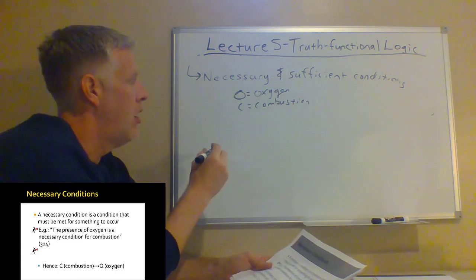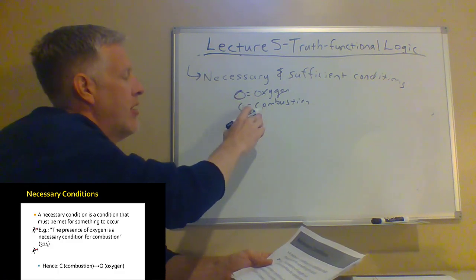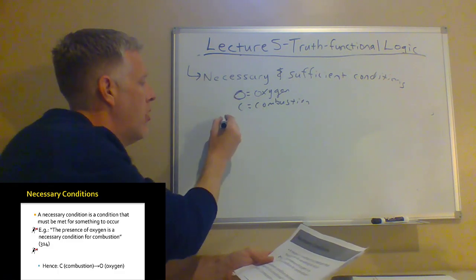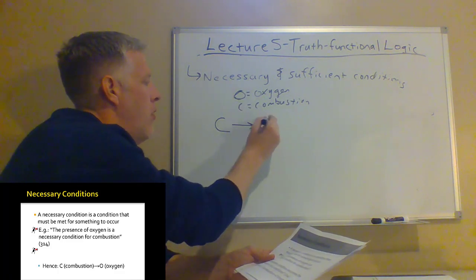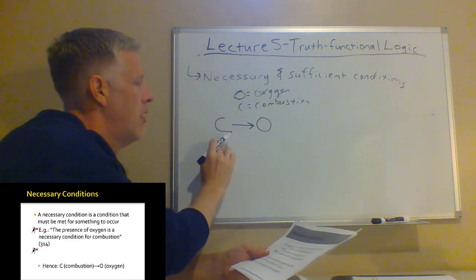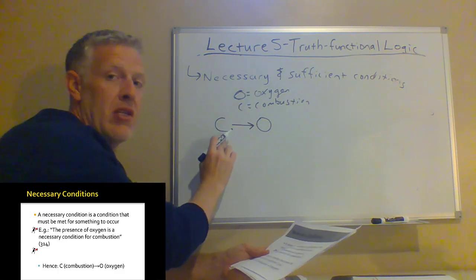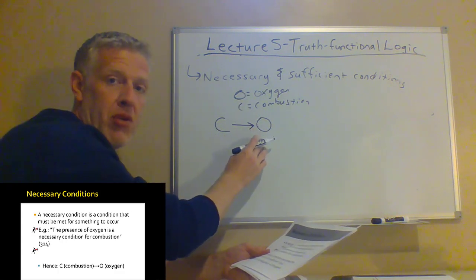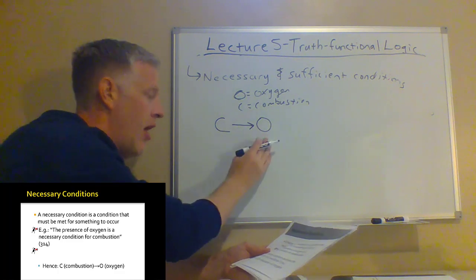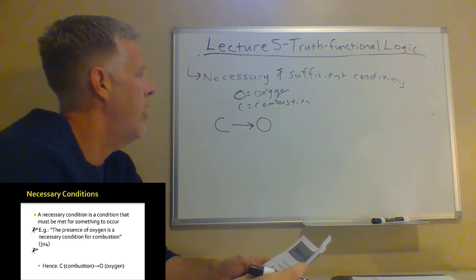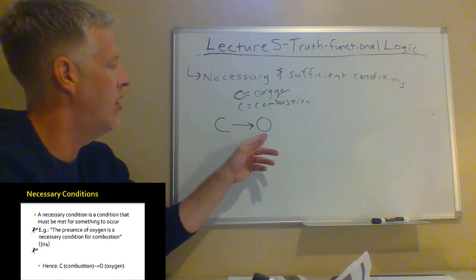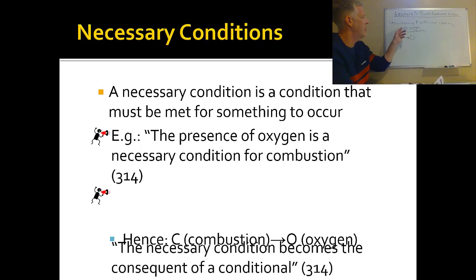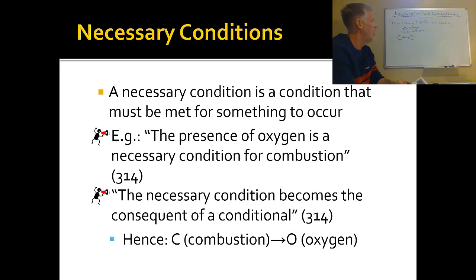Okay, so if oxygen is a necessary condition for combustion, we know that if there's C, then there must have been O, or oxygen. If there's combustion, since oxygen was a necessary condition for it, then we know oxygen must be present as well. So if combustion occurs, oxygen must be there. In other words, a necessary condition becomes the consequent of a conditional. So a necessary condition is the consequent of a conditional.